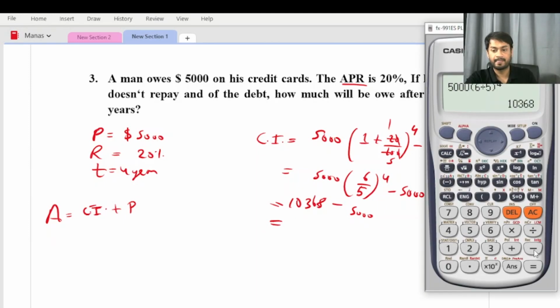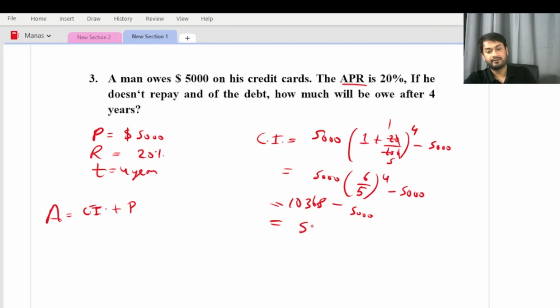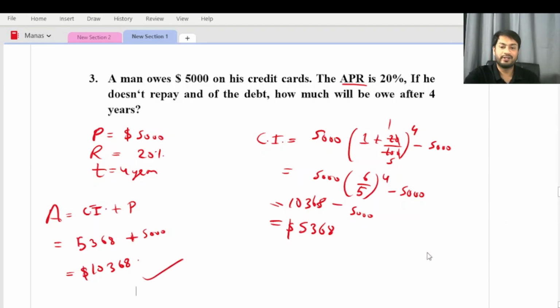Let's see. So it is 5368. 5368 dollars, which he needs to pay as interest on the credit card, right? So they are asking how much he owes after 4 years. So the amount, you already know, 5368 plus principal amount 5,000, right? So if you add this, it will be 10368 dollars, right? So this is how you need to solve, students.